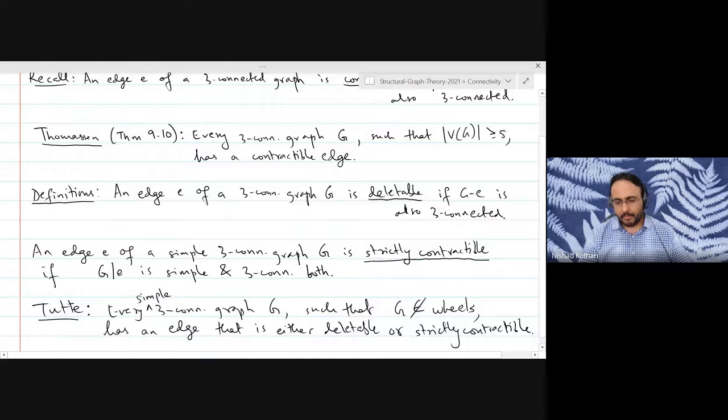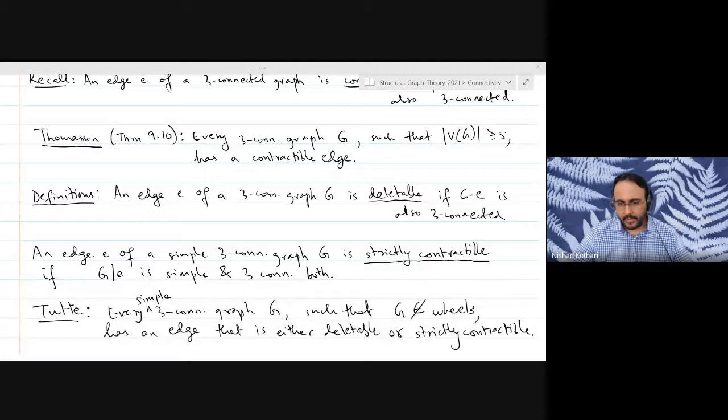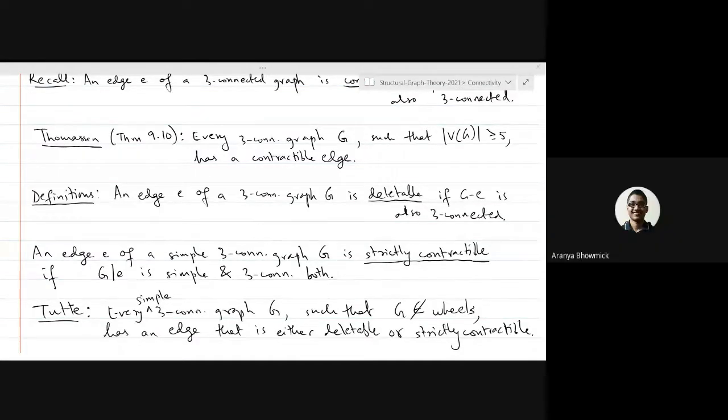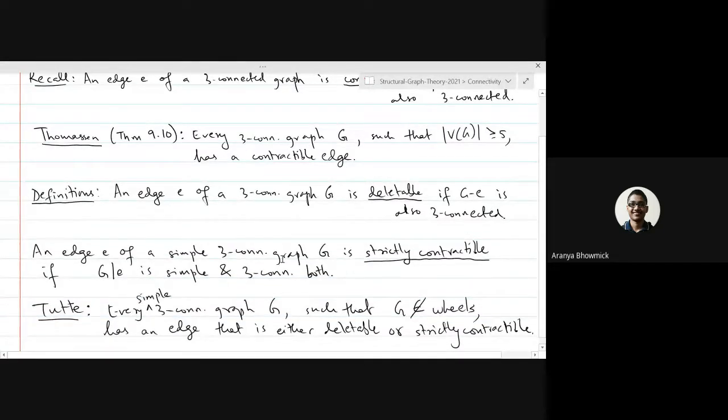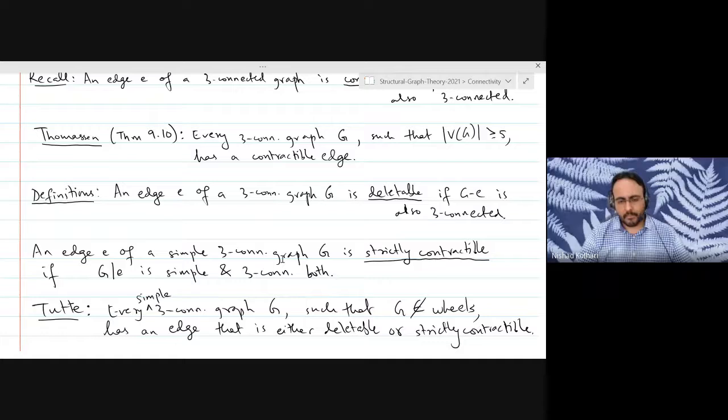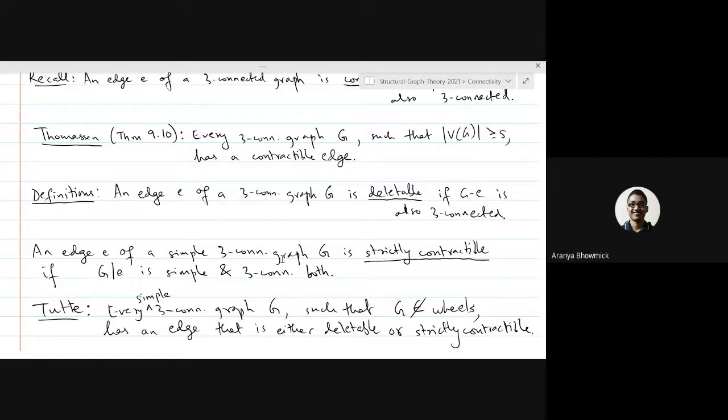Is everybody happy with the definitions and the statement of Tutte's theorem? Someone raised a hand, maybe. Ananya, yes. Yes, sir. So I have a question. So your question is, we did a characterization using Tutte's theorem: a graph is three connected if and only if there exists a sequence G0, G1, G2, ..., Gr. Yeah. So can we say an analogous thing for simple three connected graphs?